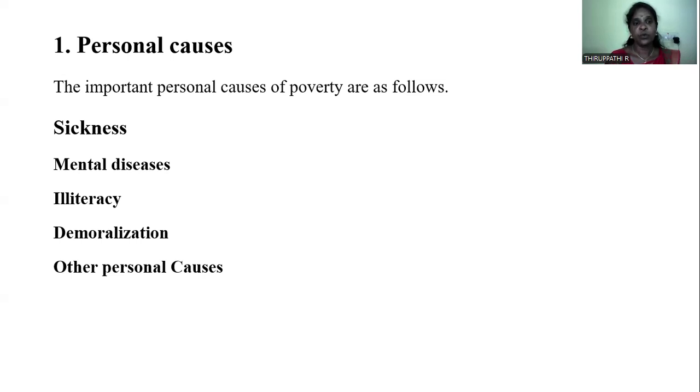The next is other personal causes. If a man has too many children, the standard of living of that person is reduced, leading to increase in poverty. The next are old age, death of the earning members, and natural calamities, which are main causes of increase in poverty. In rural India, the constant fragmentation of land is a main cause of increase in poverty. And the last one, abnormalities of personality, is also a main cause of increase in poverty.